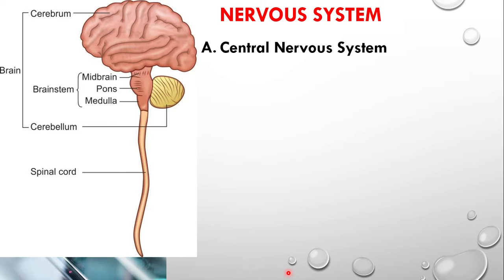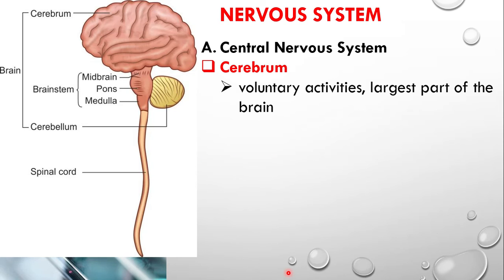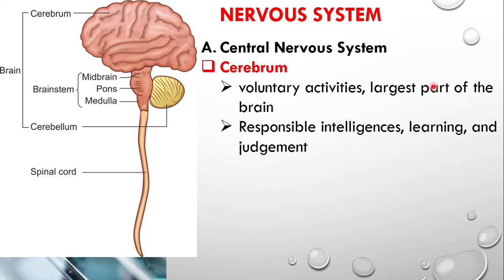We have the central nervous system, which includes the cerebrum. Okay, which is a part of the brain and which controls the activities mostly of an individual. Okay, so again, the cerebrum controls the voluntary activities of the body and it is the largest part of the brain. Okay, so it is also responsible for intelligence, learning, and judgment.